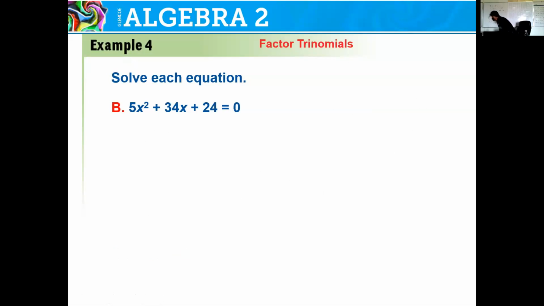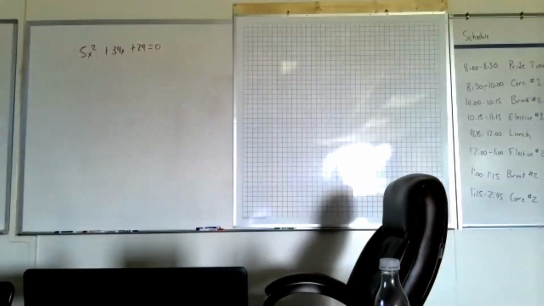All right, here's a really tough one. Trying to solve each equation, it's 5x squared plus 34x plus 24. Oh boy. Good thing is the box method doesn't even blink. It's the same process. 5x squared plus 34x plus 24, set equal to 0. First thing I want to look for is, do I have a positive a term? So is my leading term positive? The answer to that is yes. So I can proceed to my box.